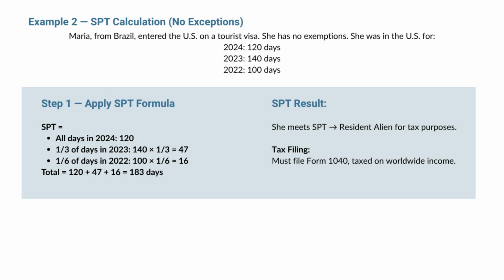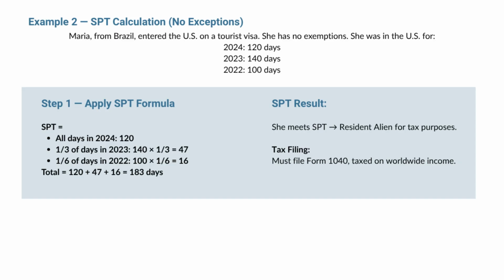Example 2. SPT calculation, no exceptions. Maria, from Brazil, entered the US on a tourist visa. She has no exemptions. She was in the US for 120 days in 2024, 140 days in 2023, and 100 days in 2022.